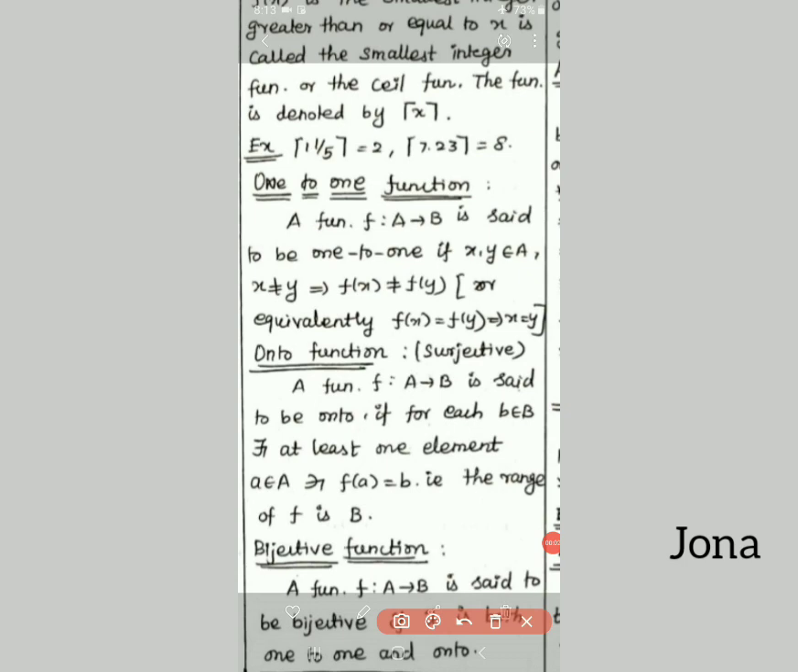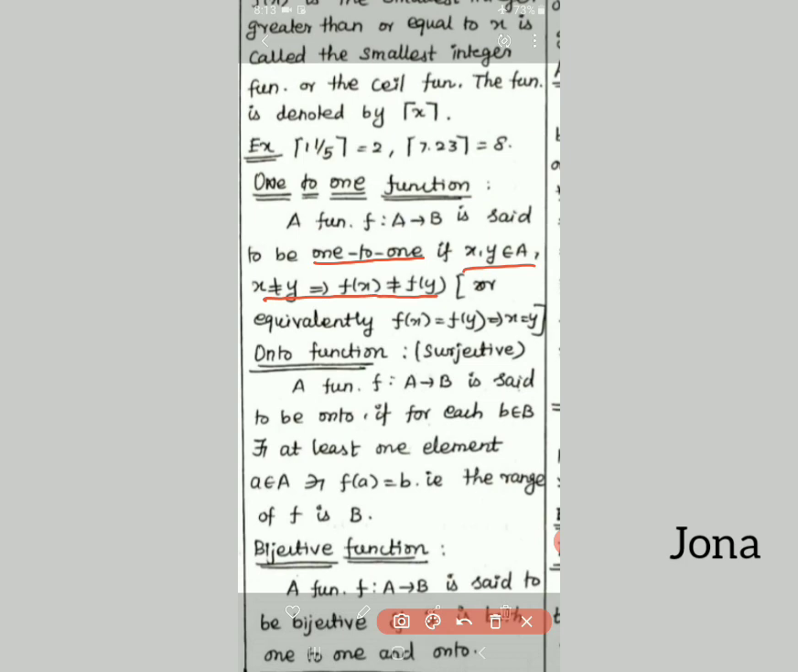One-to-one function. A function f from A to B is said to be 1 to 1 if x, y belongs to A has one condition: x not equal to y implies f of x is not equal to f of y. That means if x and y are not equal, their images are also not equal. That means f of x is not equal to f of y.